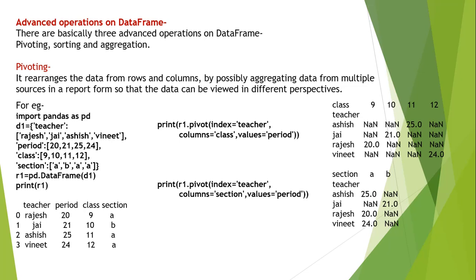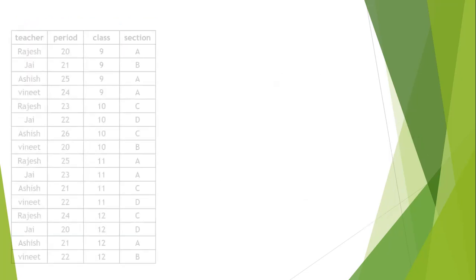So you can see the first one which we have printed. Here we have the teachers list and associated periods in classes 9th, 10th, 11th and 12th, while in the second one we have the teachers and the associated periods in sections A and B. Okay, now let's move further.